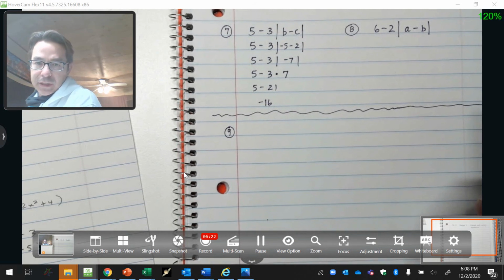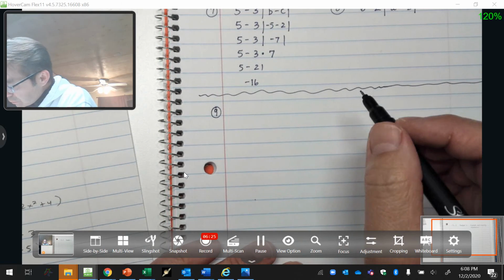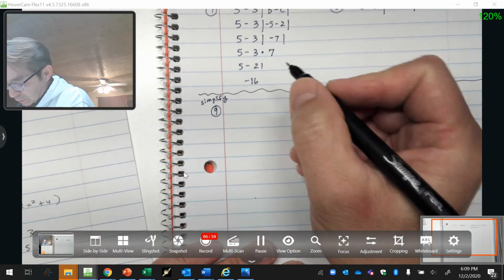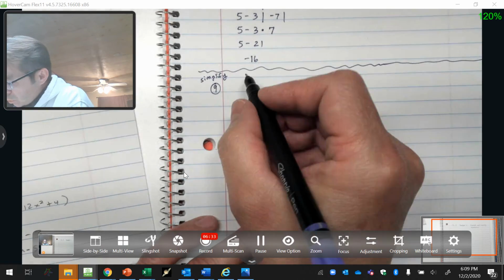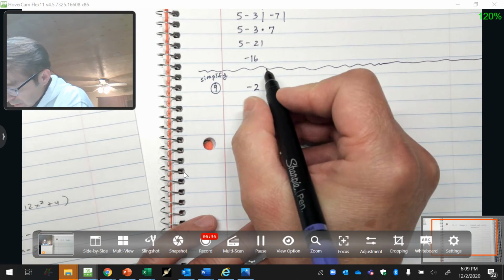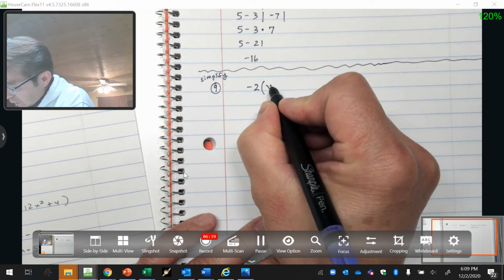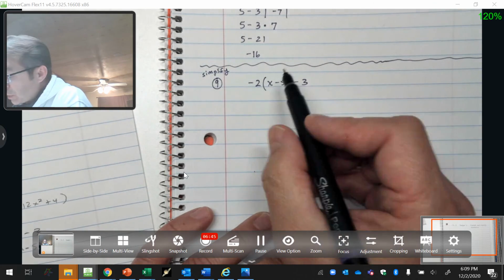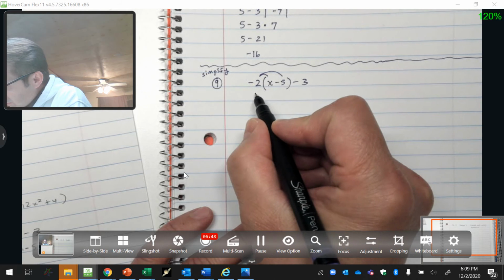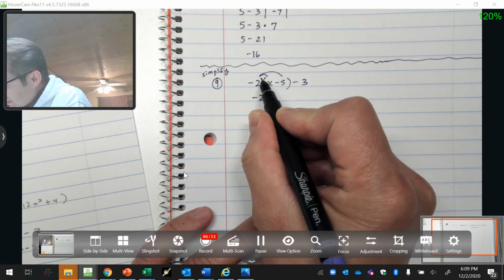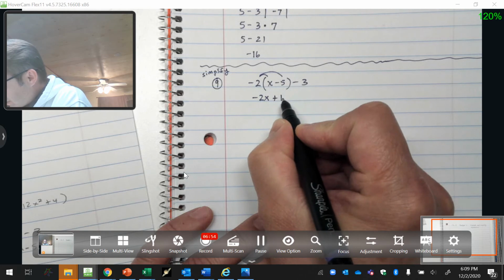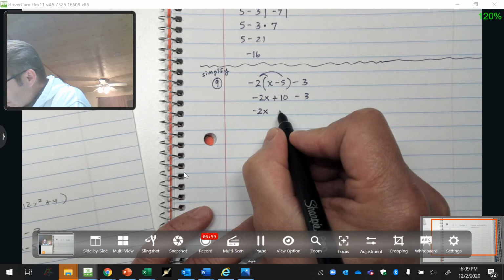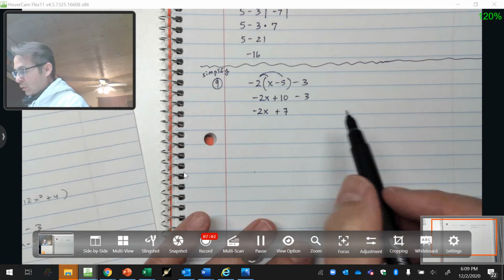And then the next two problems are simplifying expressions. So simplify expressions. Negative 2 times x minus 5 minus 3. So step 1 is distributing. Negative 2 times x is negative 2x. Negative 2 times negative 5 is positive 10. Combine like terms. And done. Voila.